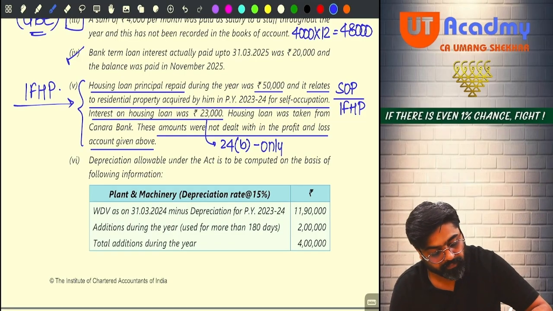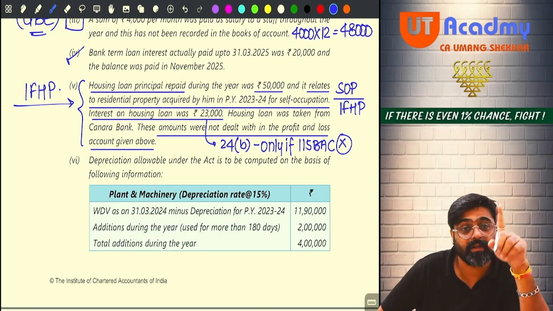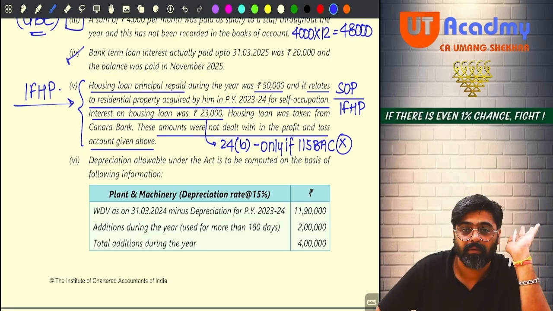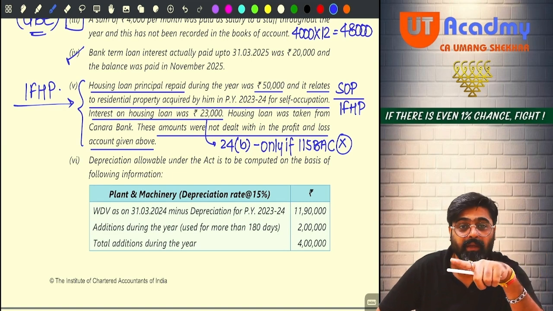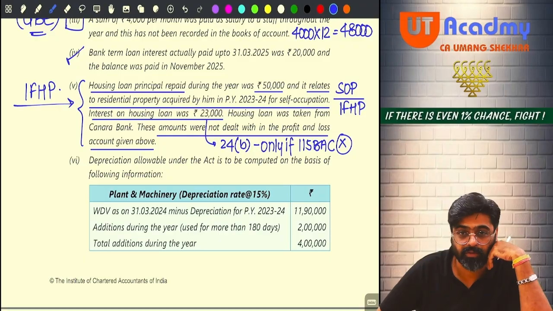Only if 115 BAC not followed. If you follow 115 BAC, then this interest will also not be allowed. Because interest relates to SOP is not allowed as a deduction if the assessee follows 115 BAC. Do you remember that?